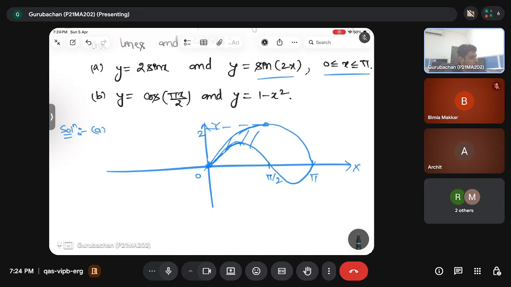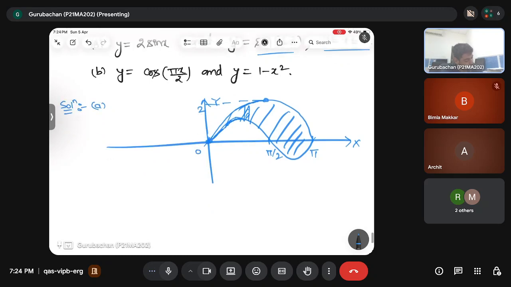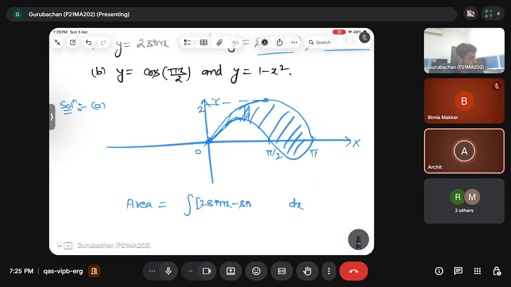So this area you need to calculate. What will be the upper curve? So 2 sine x. This is minus sine 2x. That was the mistake which I did, sir. I took that curve above. See, the game is all about drawing the graph properly to judge which will be the upper curve and lower curve and the limits. Nothing else.